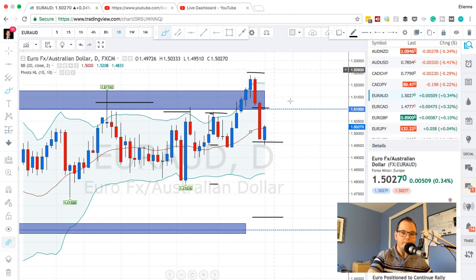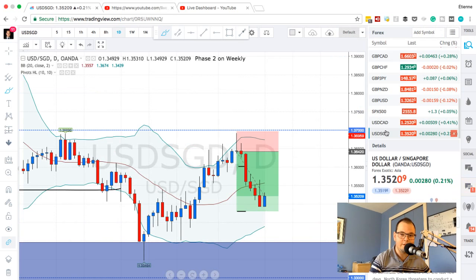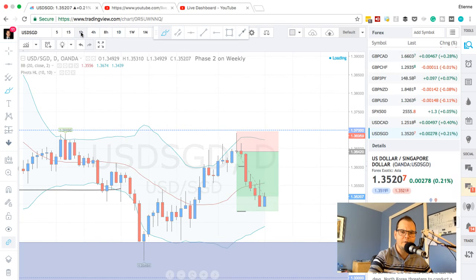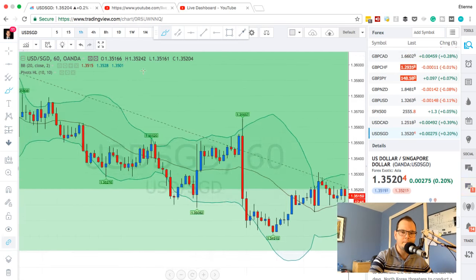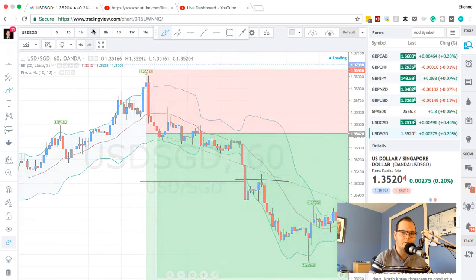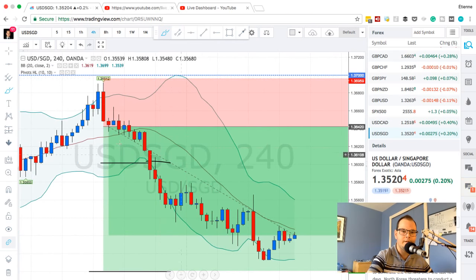So same setup, it's the exact same setup everywhere. You had this other trade on USD SGD. The exact same thing, except this one is not on the daily chart. It's going to be on the 1 hour chart, I believe. Yeah, there you go, 1 hour chart. Or no, this one was the 4 hour chart. Sorry.